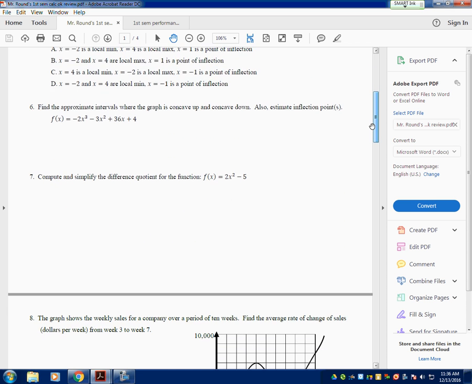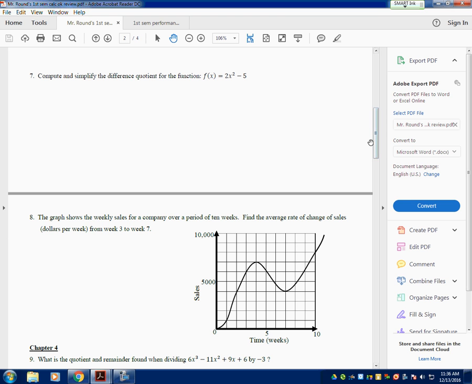So number 7, it says, compute and simplify the difference quotient for the function f of x equals 2x squared minus 5. The difference quotient is this. And this difference quotient is actually the slope formula from Algebra 1. F of x plus h is your y2. F of x is your y1. And when you take x2, which is x plus h, minus x1, which is x, the x's cancel out, leaving just h on the bottom.